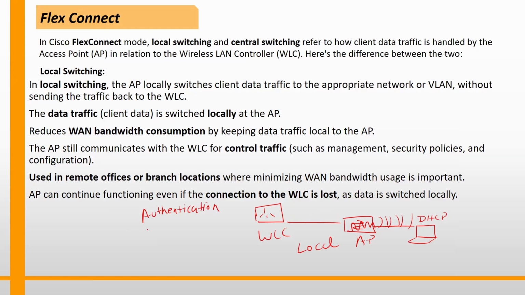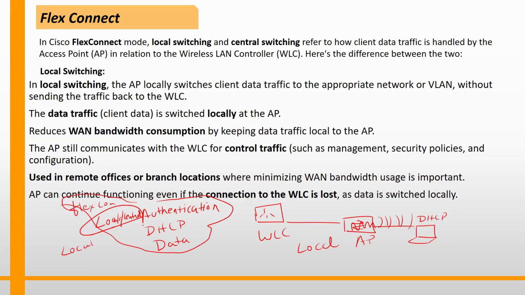Central DHCP or local DHCP you can do. Data traffic you can switch locally or centrally you can do. That option you can do, like local or central switching of these services, right? Local or central services you can do when you configure the access point as a FlexConnect. But when you configure it as a local mode, you don't get this flexibility.